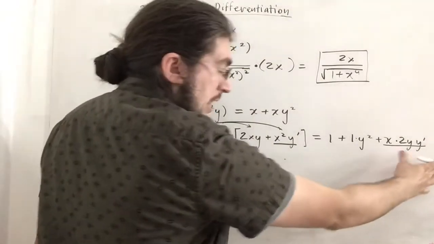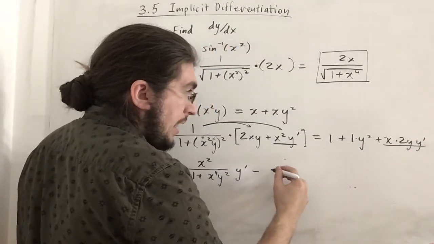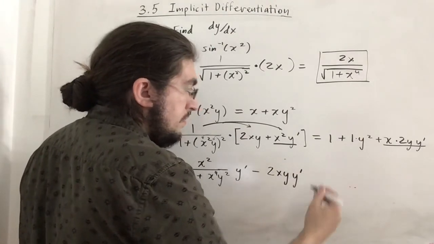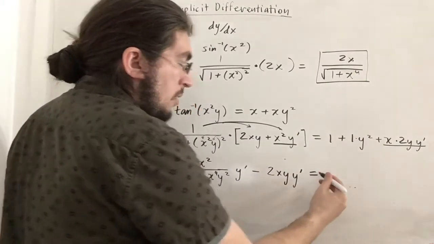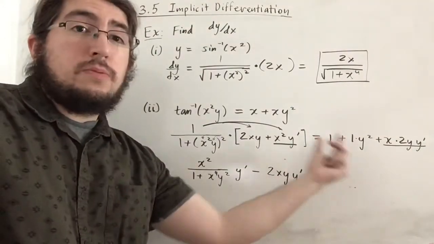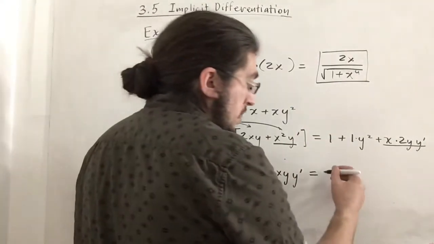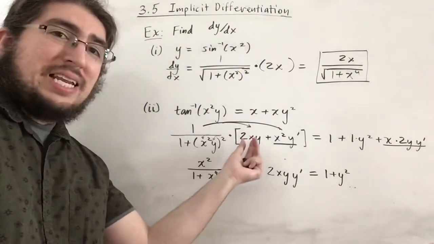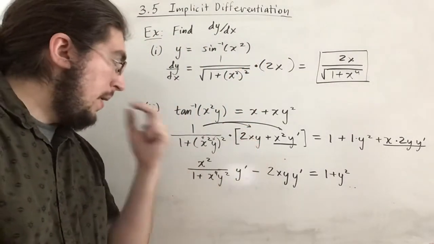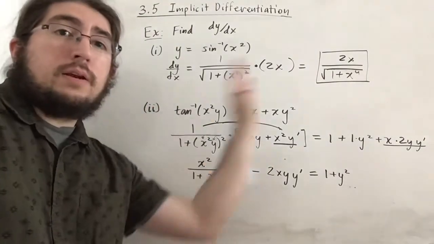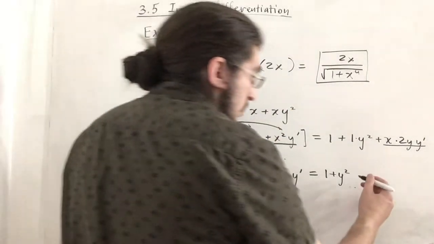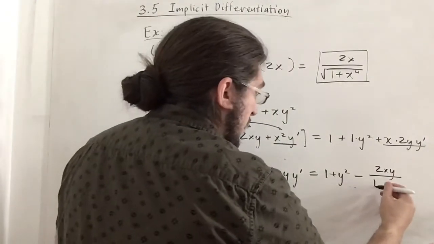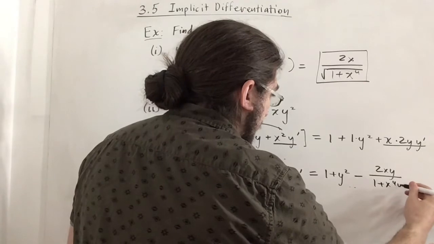Minus, this guy I'm going to subtract over here, and I'll write that as 2xy y prime, okay? Equals, so now we have these two terms stay on that side because they're non-y prime terms. So that's 1 plus y squared. And this guy that I didn't underline after distribution is a non-y prime term, so we're going to subtract it to the right. So minus 2xy over 1 plus x to the 4th y squared.